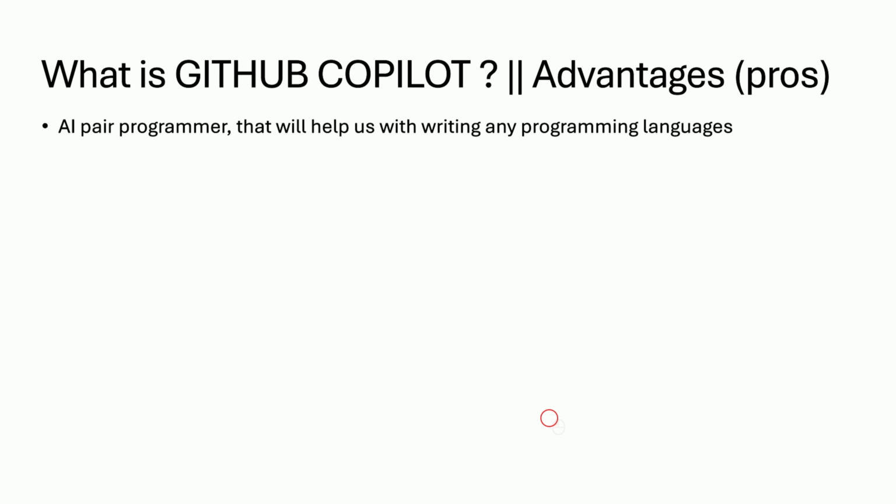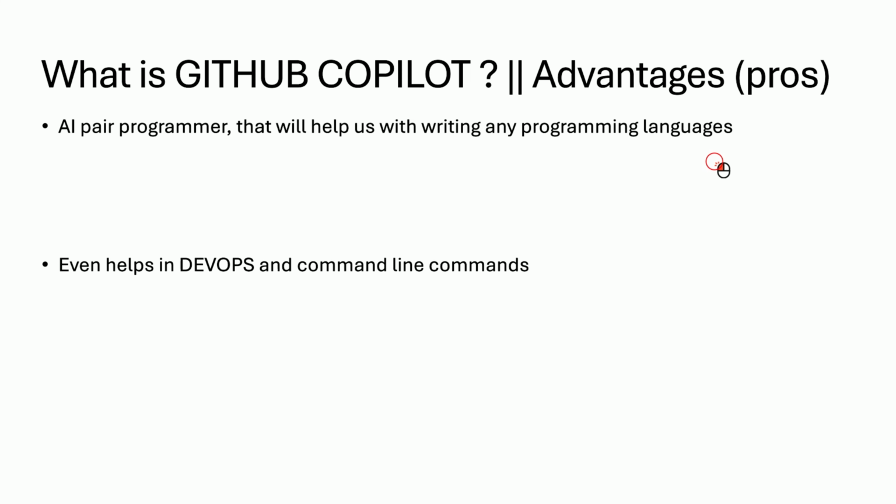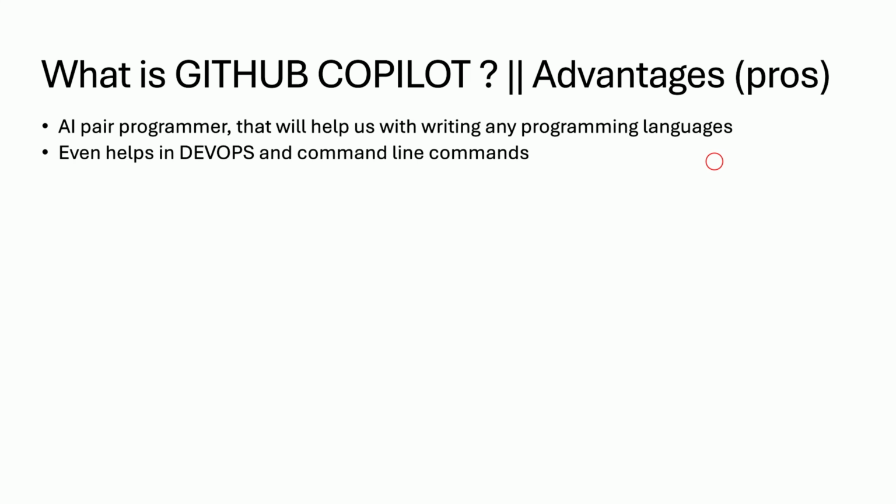So, as we discussed earlier, it's an AI pair programmer. It's your AI companion or a seasoned developer sitting beside you and helping you with writing in any programming language. You can choose any programming language from Java, Spring Boot, and Python, even Scala, right? So you can use any programming language with GitHub Copilot and it will help you. And it even helps with DevOps and command line commands also.